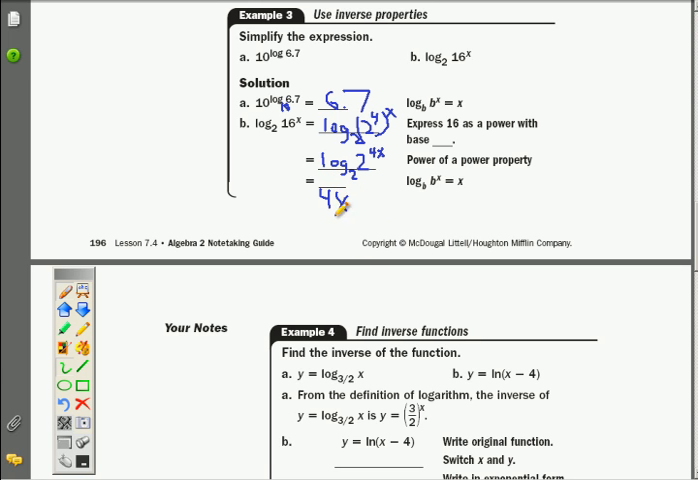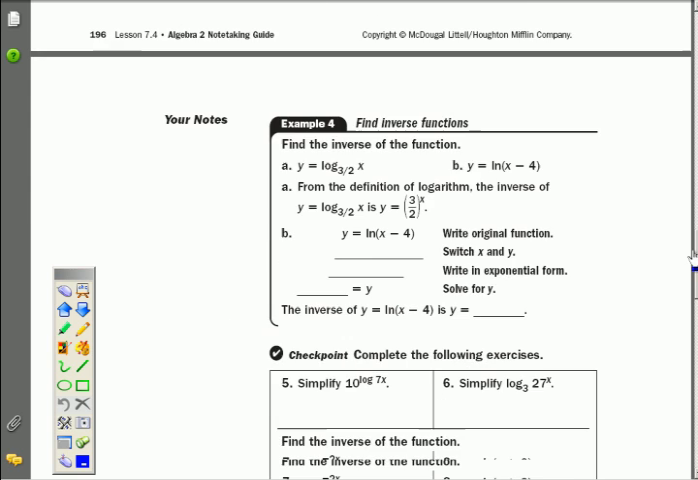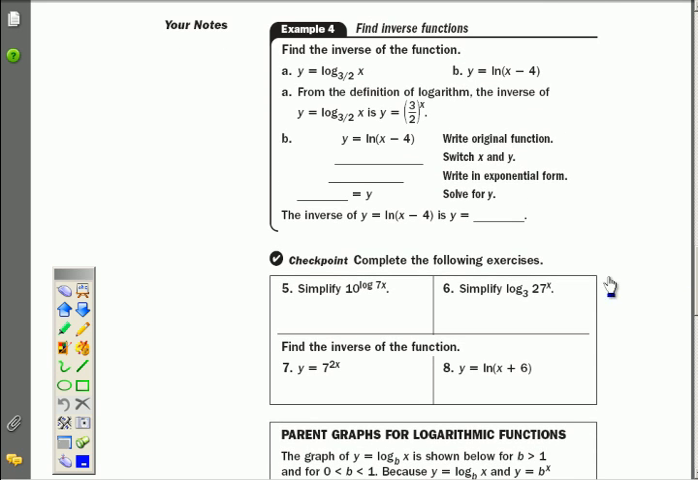And so if you can get the base and the number that's inside the log there to be the same, then you're going to be all set, because then you'll have 4x. So let's take a look at that in an example form here. And we got a checkpoint coming up, so be ready for you to answer these questions.